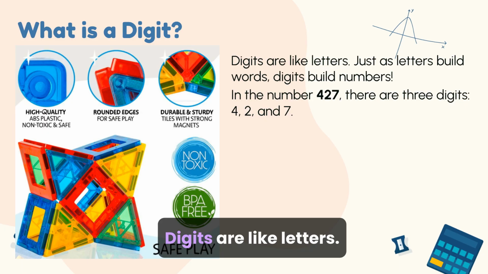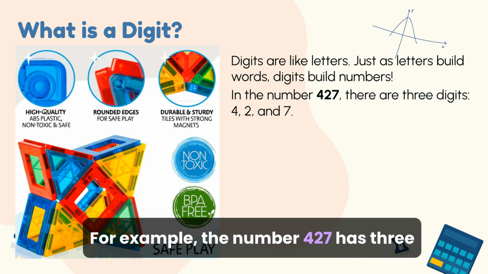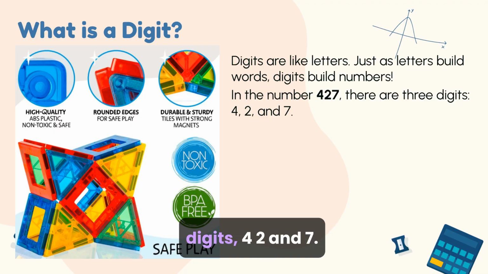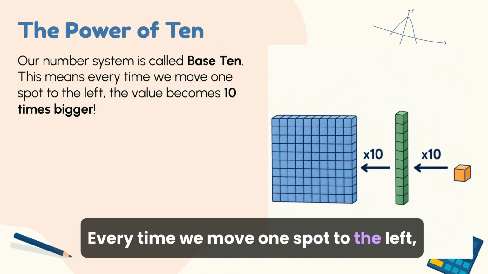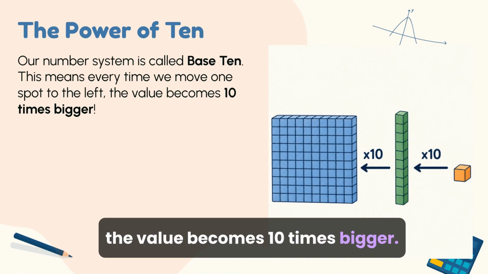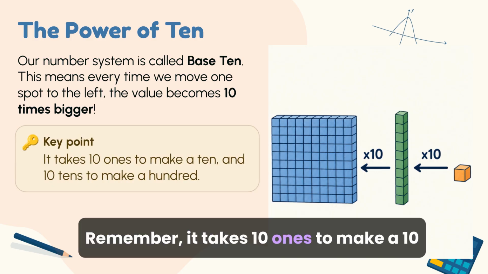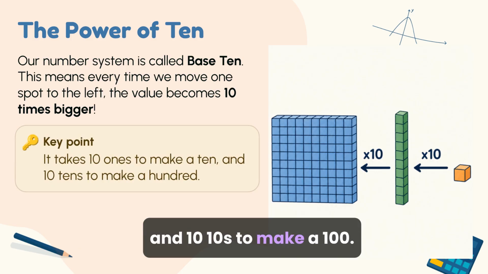What is a digit? Digits are like letters. They build numbers. For example, the number 427 has 3 digits: 4, 2, and 7. Our number system is called base 10. Every time we move one spot to the left, the value becomes 10 times bigger. Remember, it takes 10 ones to make a 10, and 10 tens to make 100.